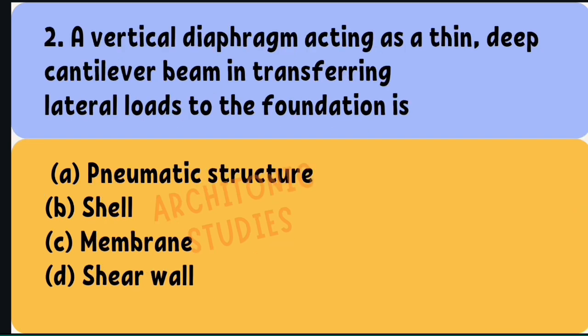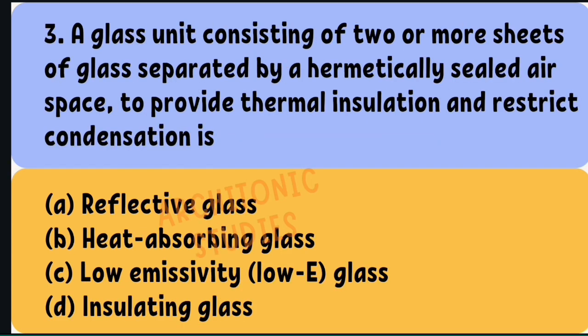The second one: a vertical diaphragm acting as a thin, deep cantilever beam in transferring lateral loads to the foundation is: pneumatic structure, cell, membrane, shear wall. And the answer is the D, shear wall. Move on to the next question.